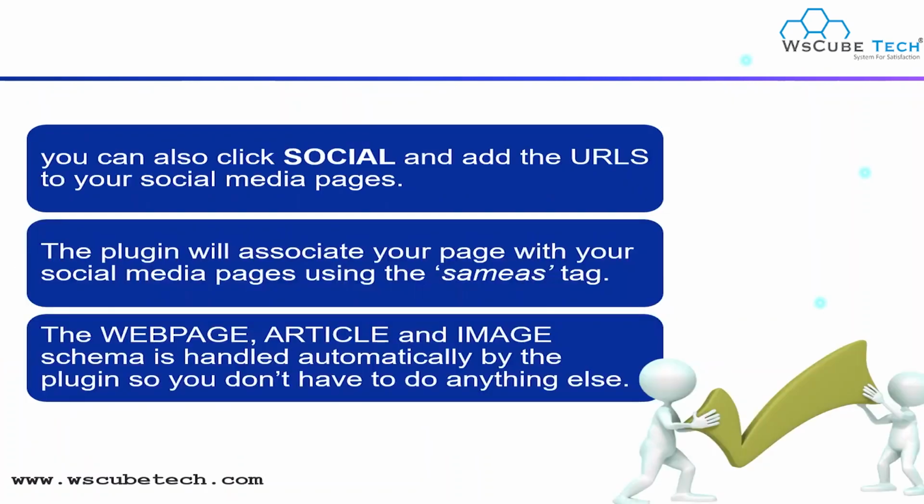You can also click Social and add the URLs to your social media pages. The plugin will associate your page with your social media pages using the sameAs tag. The web page, article and image schema is handled automatically by the plugin, so you don't have to do anything.